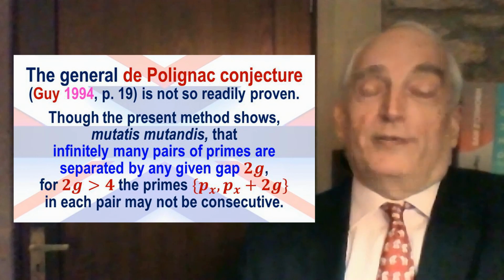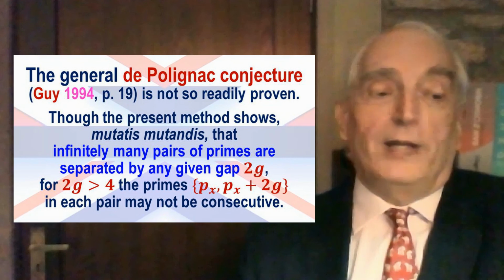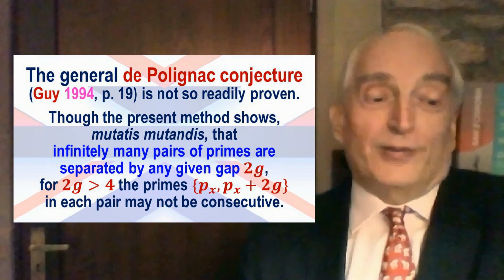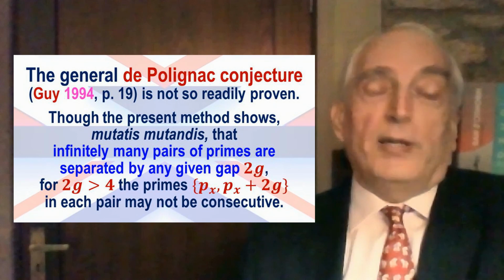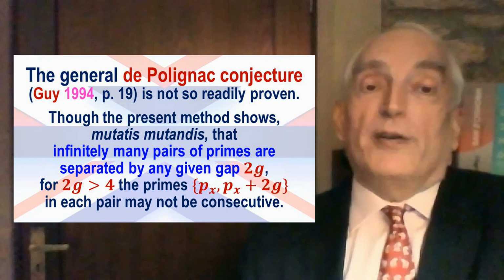Though the present method shows mutatis mutandis that infinitely many pairs of primes are separated by any given gap 2g, where 2g is greater than 4, the primes px and px plus 2g in each pair may not necessarily be consecutive. So I haven't spoiled all your fun. There's still some work for you to do.